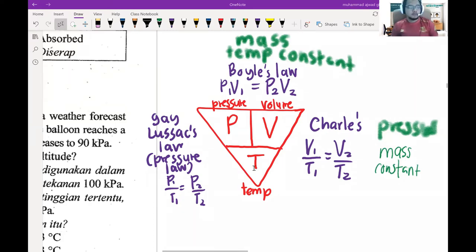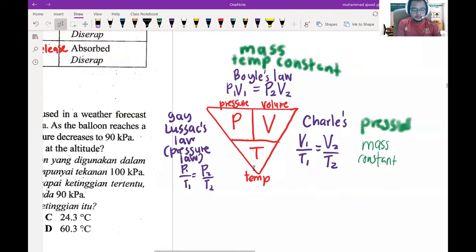And last one is Gay-Lussac's. Okay, or pressure law. So pressure law yang constant adalah volume. Okay, pergi. Okay, mana tadi?